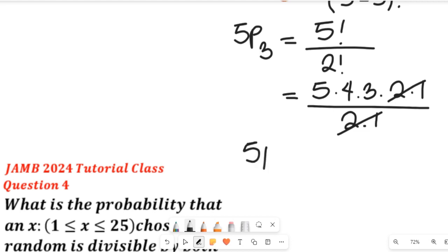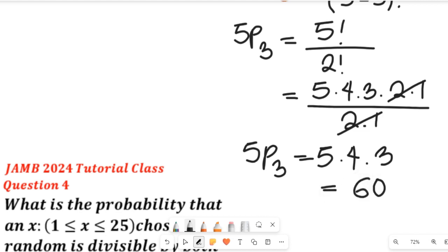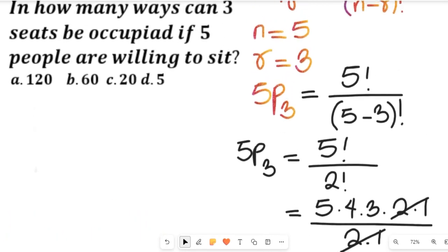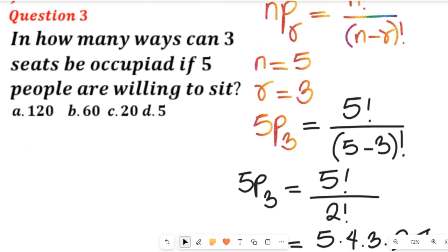5 permutation 3 will be equal to 5 multiplied by 4 multiplied by 3. And what would this give us? 5 multiplied by 4 is 20, and 20 times 3 will be equal to 60. So the solution of selecting 5 people to sit on 3 seats, the number of ways they can be arranged is 60 what? 60 ways. Do we have that in the options? That is B. So that question's solution is what? Is option B. Now let's look at the next question.